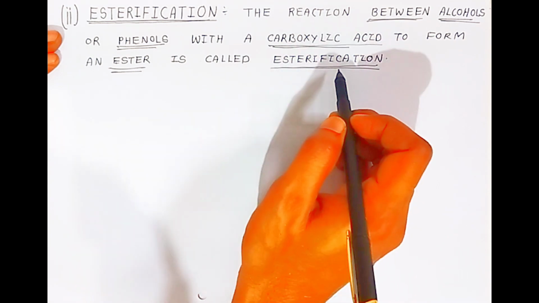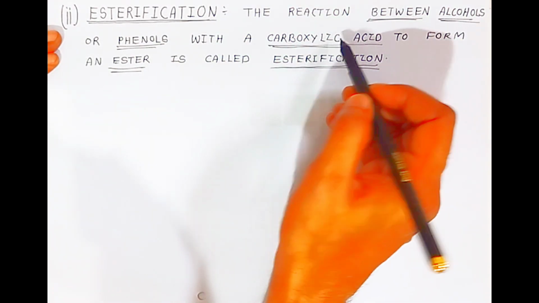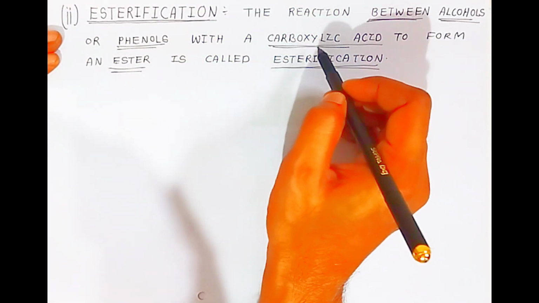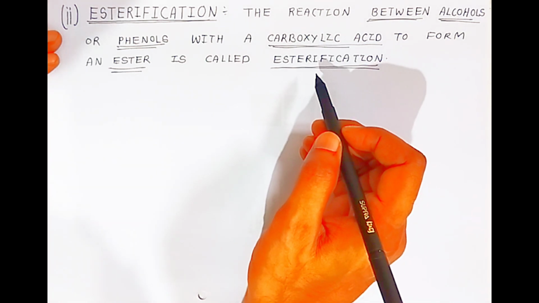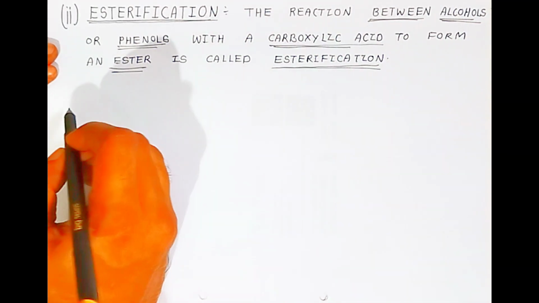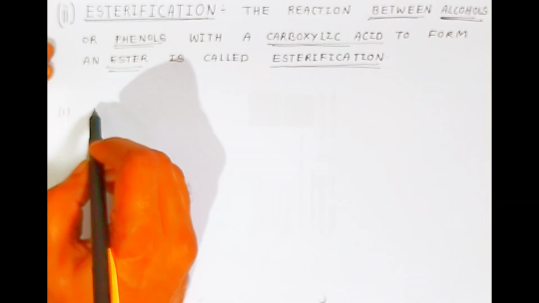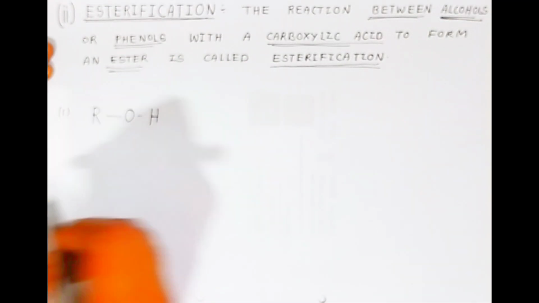So students, whether you are taking alcohols or phenols, the first reactant is alcohol or phenol, and the second reactant is carboxylic acid, and they form the ester, which is called esterification. First, we are taking a very simple general case. Suppose we are taking alcohols. We show alcohol with the formula ROH. This is the alcohol.